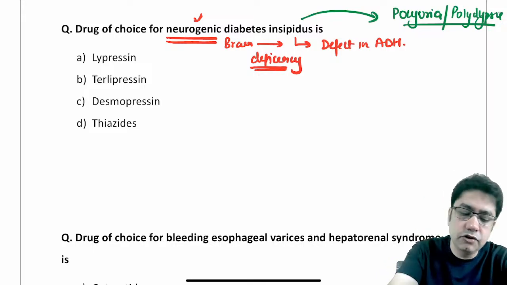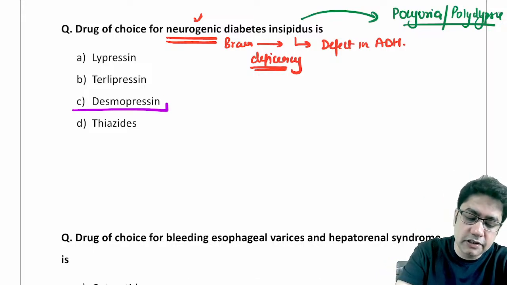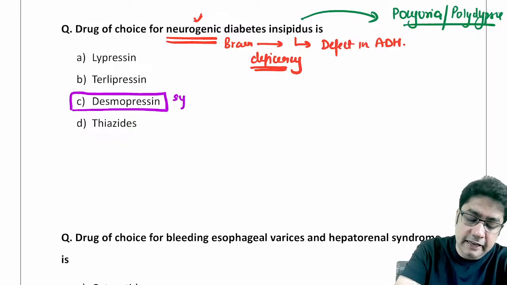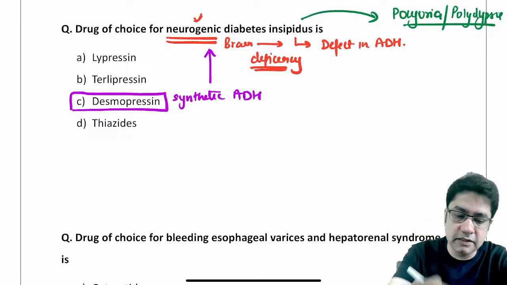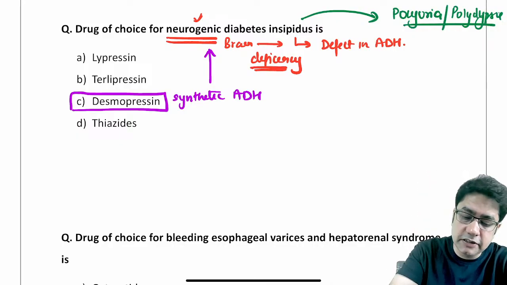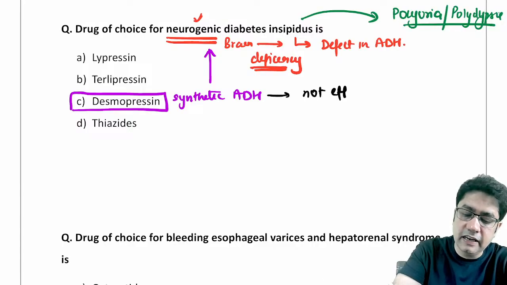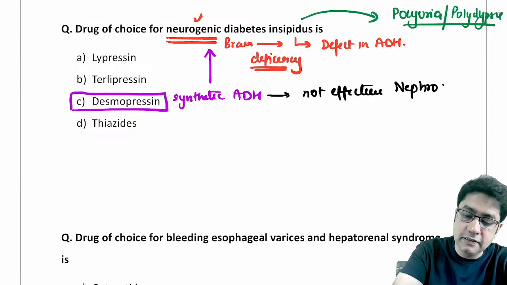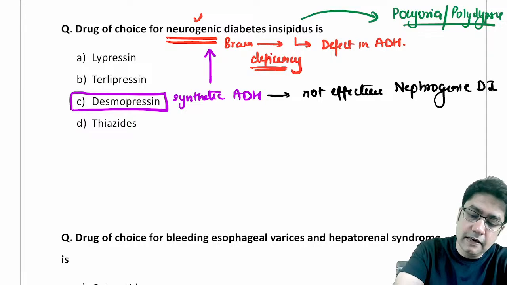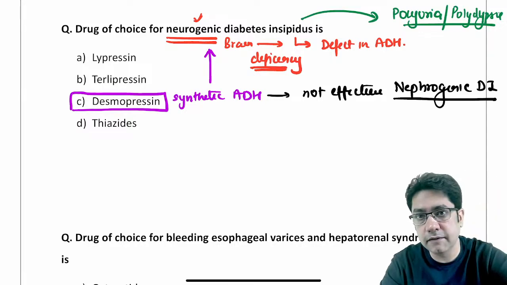The treatment of choice is, remember, give desmopressin because desmopressin is a synthetic ADH hormone. So give this synthetic ADH hormone in neurogenic diabetes insipidus. Drug of choice is desmopressin. But remember, desmopressin is not effective in another type of diabetes insipidus, that is nephrogenic diabetes insipidus. It is not effective in nephrogenic.